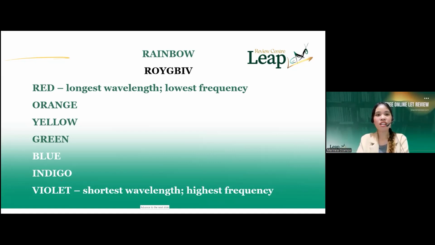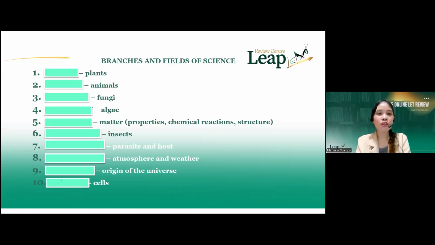Next, now let's talk about the branches and fields of science. For number 1, it is the study of plants. Again, we have different branches or fields in science because science is a broad subject. Scientists will need to focus on one specialization for efficiency.